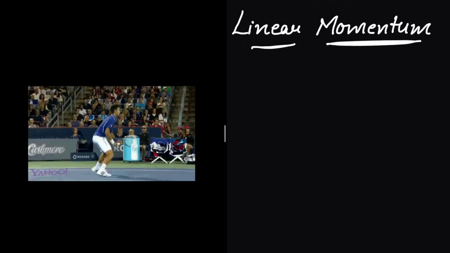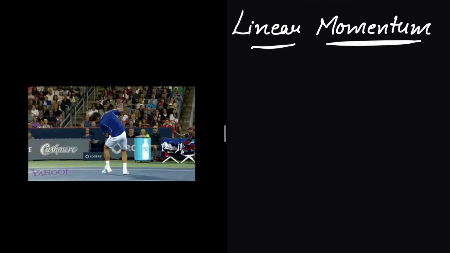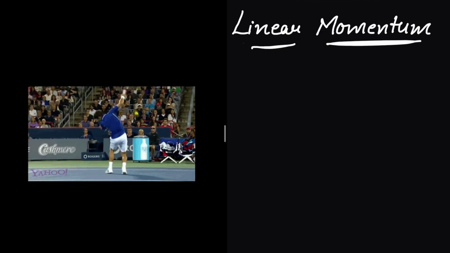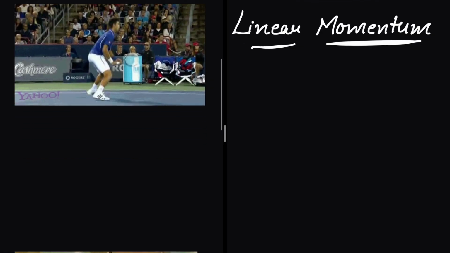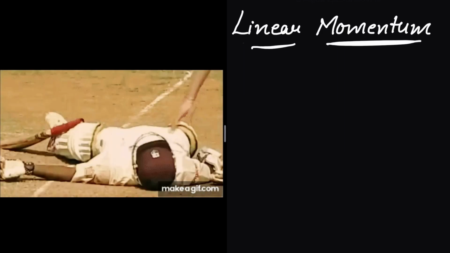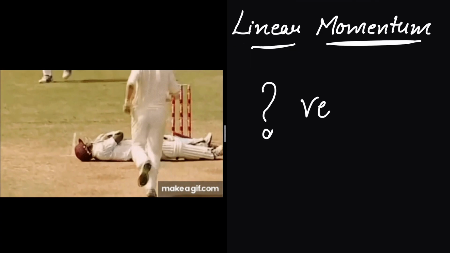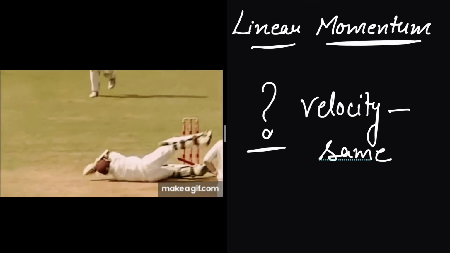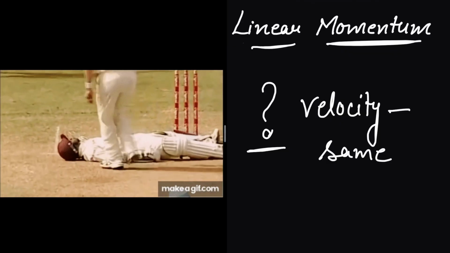Students, look here. What we are observing from this video is that in the game of tennis, when the tennis ball hits the player, he is not getting hurt. But if a cricket ball moving with the same velocity as the tennis ball hits the player, he gets hurt. What is the difference here? The velocity of both balls is the same. So what is the difference? Why did the cricket player get hurt but the tennis player is not hurt?